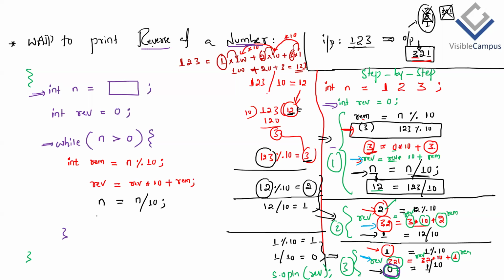That's it. Once everything is over, all the three steps are over in terms of the loop, then only one time you have to print it. That's why outside this while loop, System.out.println, print which variable? The reverse variable in which the reverse of the number is there. That's it. This is the program.